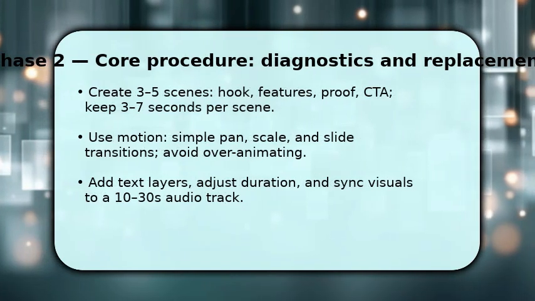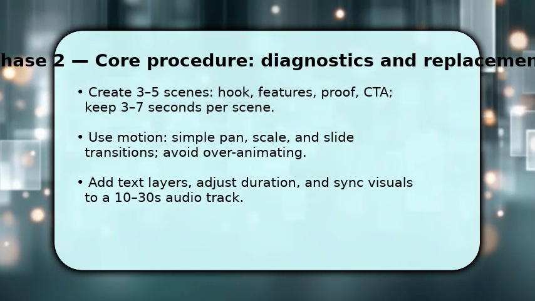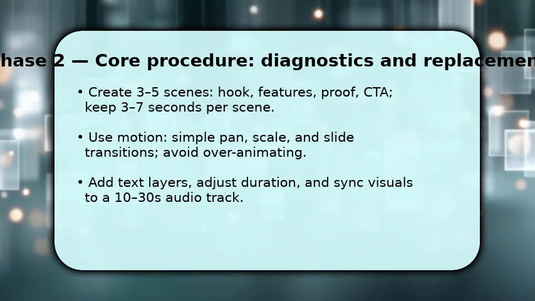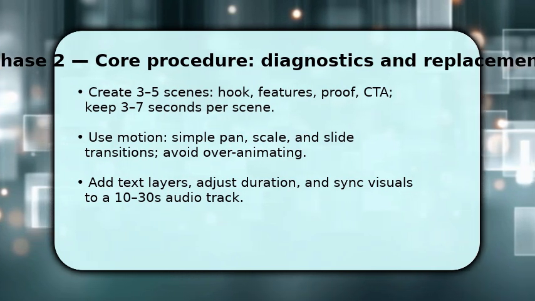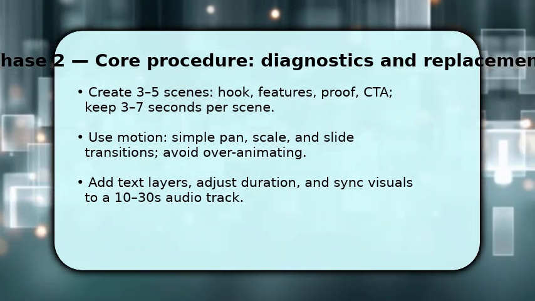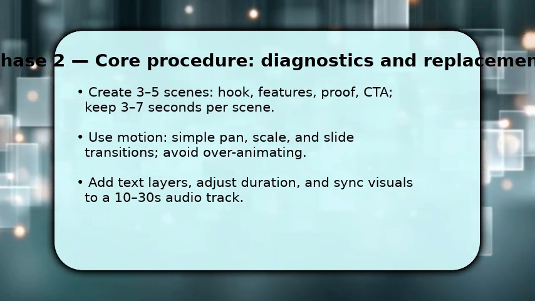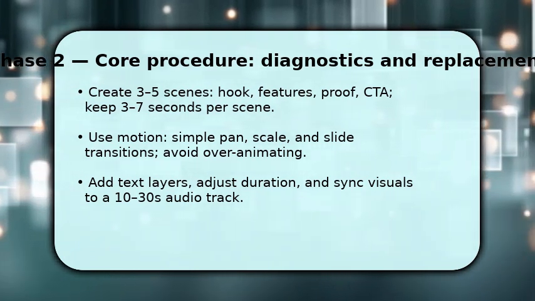You now assemble scenes in chronological order: hook, feature demo, social proof, and call to action. For each, place imagery on the canvas, add bold text overlays, and set scene durations. Aim for 3-7 seconds each so pacing stays brisk.